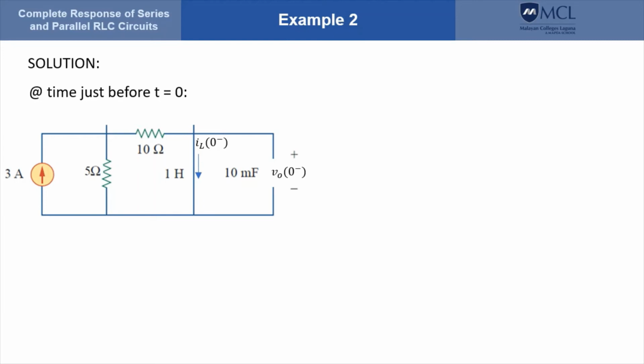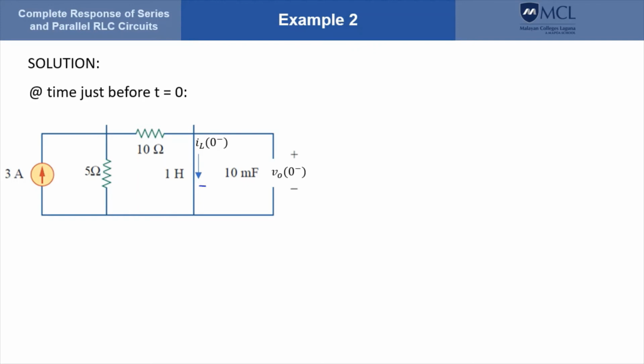So just before t equals zero, our circuit looks like this. So the switch is open, and the current to the inductor is constant because the inductor acts like a short circuit. So the voltage across it is zero, but there is a current, and it is constant. The capacitor is like an open circuit, but there is a voltage, and that voltage is constant as well.